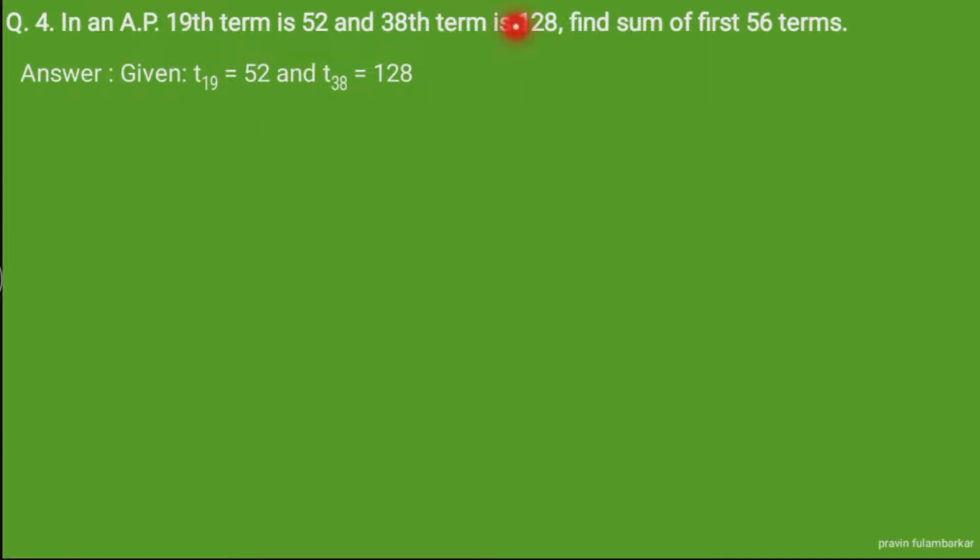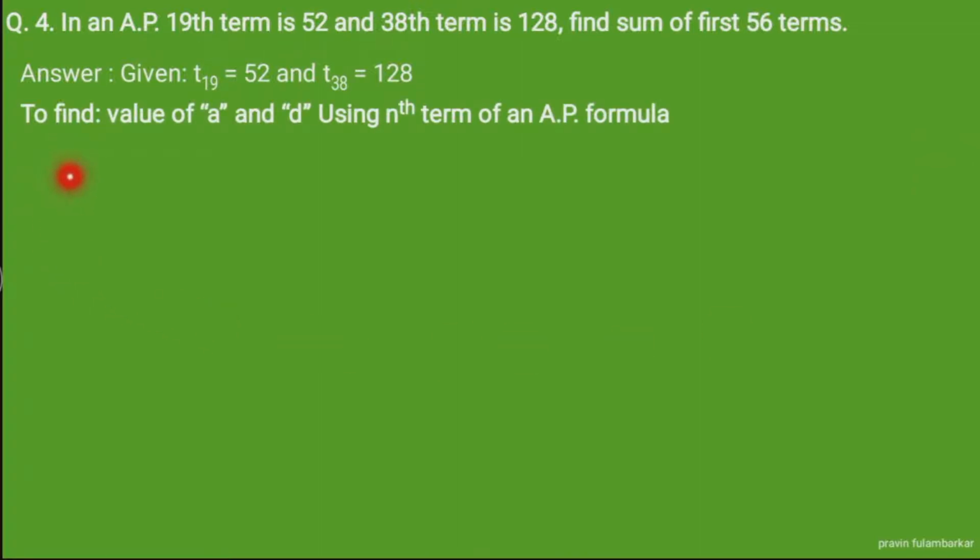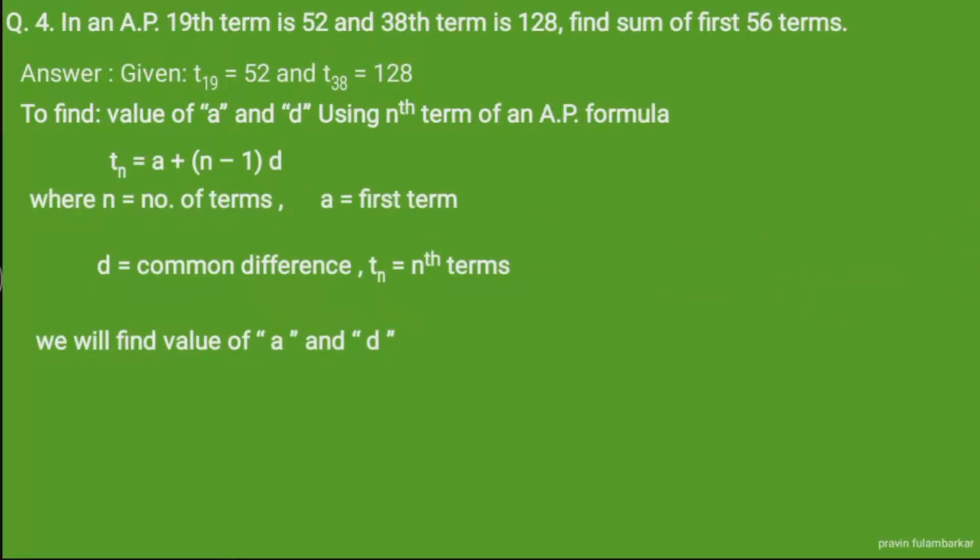So we write the given part first. In the given part, T19 equals 52, T38 equals 128. So we have to find the value of A and the value of D. To find A and D, we use the nth term of an arithmetic progression formula: Tn is equal to A plus n minus 1 into D. So we replace the value of n.